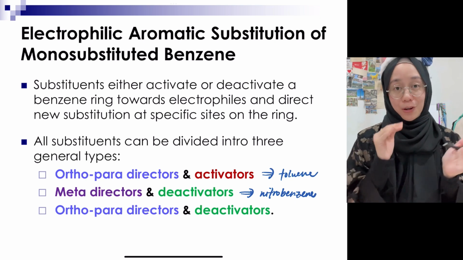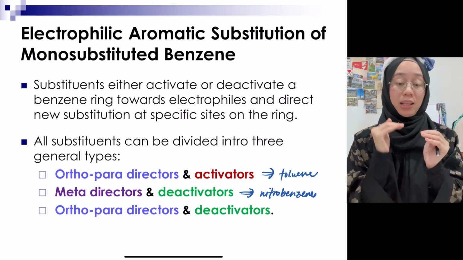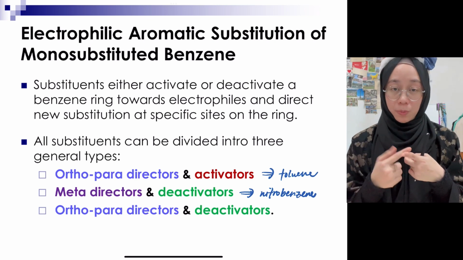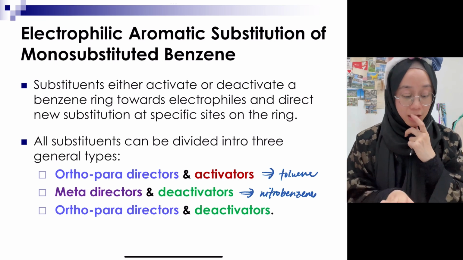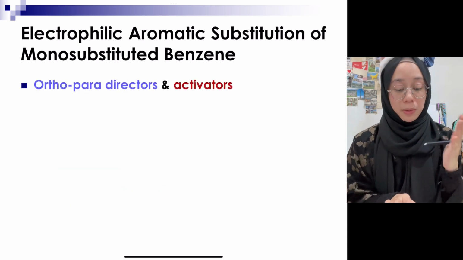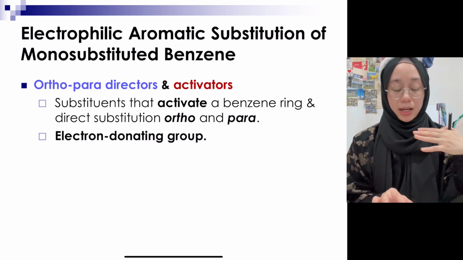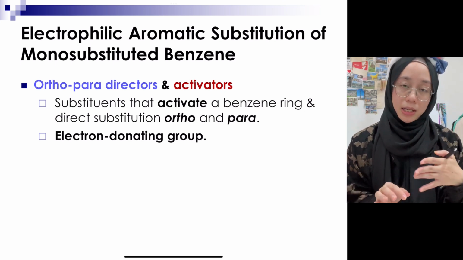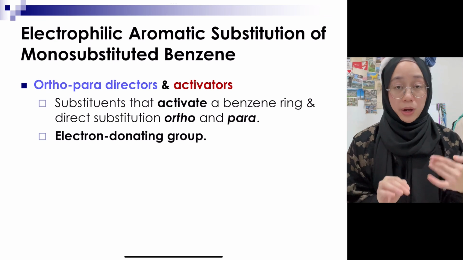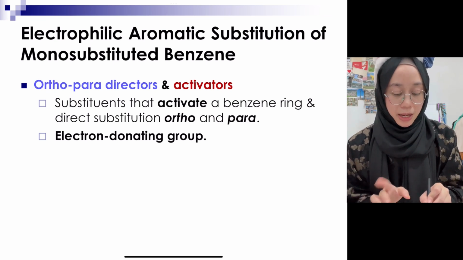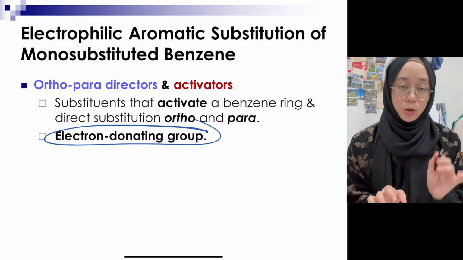Okay, so let's have a look at examples of activators and deactivators other than the alkyl group or nitro group just now. First, we look at examples of ortho-para directors and also activators. The substituent will activate the benzene ring and direct the substitution to the ortho and para locations. So these activators are considered electron donating groups.